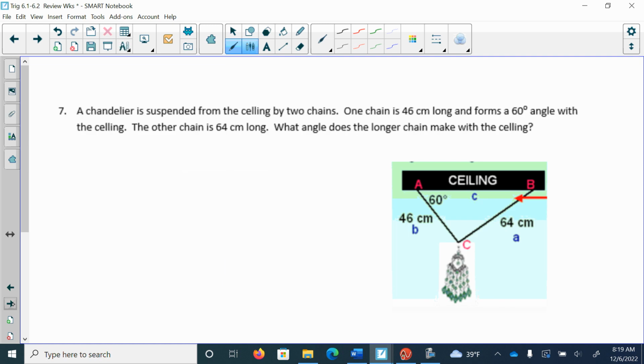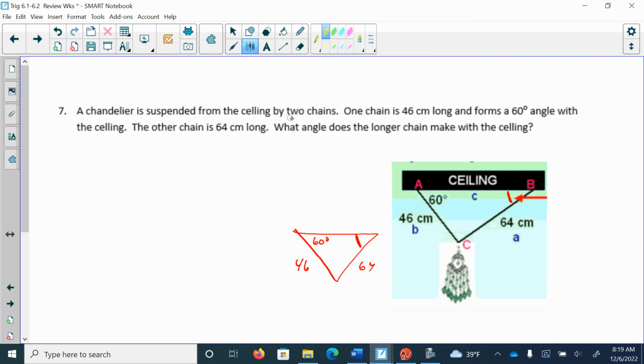All right, a chandelier is suspended from the ceiling using two chains. One chain is 46 centimeters long and forms a 60-degree angle with the ceiling. The other chain is 64 centimeters long, and it wants to know what angle does the chain make with the ceiling. So this is the angle that I'm looking for. So right now, if I form this triangle, and if I draw it out here separate, what I have is 60 degrees here, 64, 46, and this is the angle that I'm looking at.